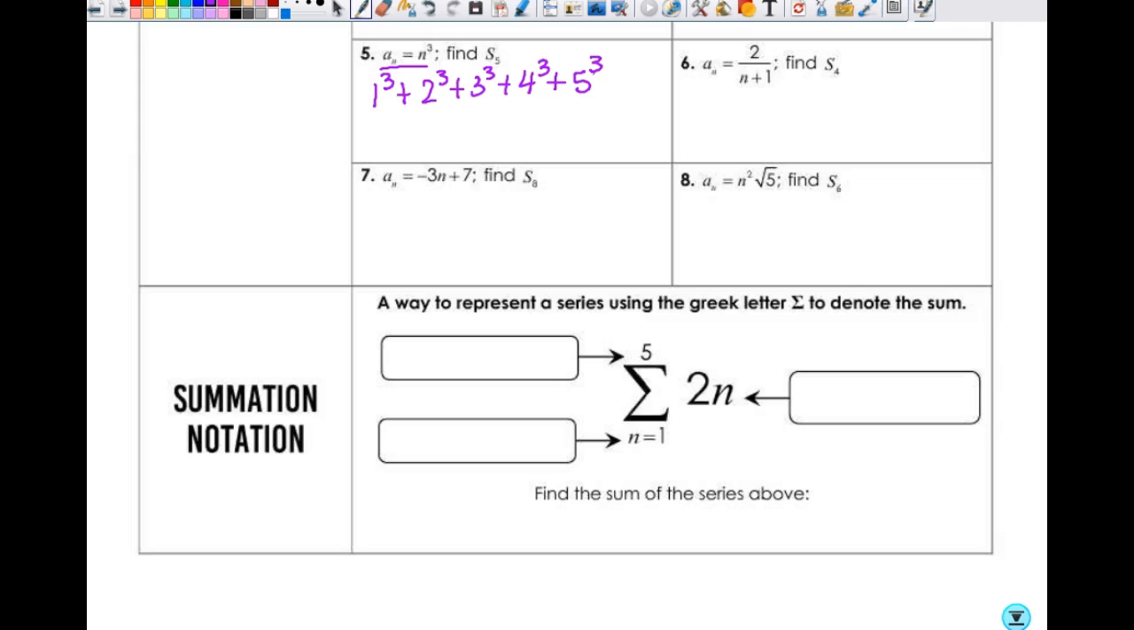And then you can just put them in your calculator exactly like that, or you can figure them out. That's going to be 1 plus 8 plus 27 plus what? What's 4 cubed? 64. And then 5 cubed is 125. Okay, so S5 then is going to give me 225. Any questions about any of that right now? All right, very basic.